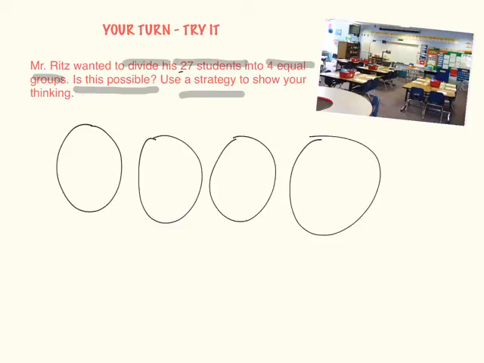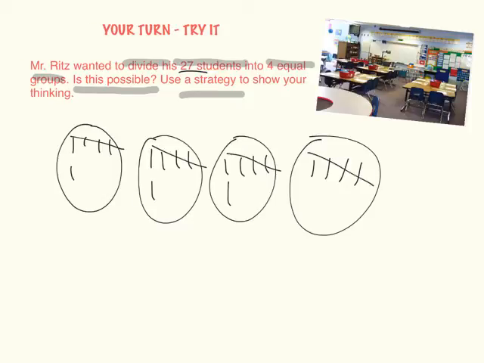and 27 students. So again, I'm going to start by putting 1 student in each group. 1, 2, 3, 4, 5, 6, 7, 8, 9, 10, 11, 12, 13, 14, 15, 16, 17, 18, 19, 20, 21, 22, 23, 24, 25, 26, 27.